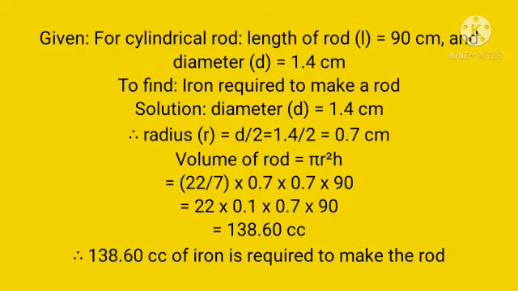Now, volume of the rod is equal to pi r square h. Let us substitute the values. So, 22 upon 7 multiplied by 0.7 multiplied by 0.7 multiplied by 90, which is equal to 22 multiplied by 0.1 multiplied by 0.7 multiplied by 90, which is equal to 138.60 cubic centimeter. Therefore, 138.60 cubic centimeter of iron is required to make the rod.